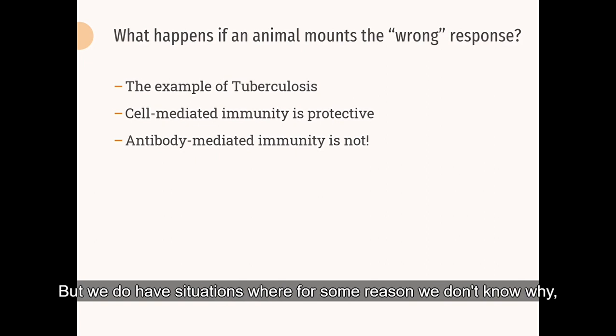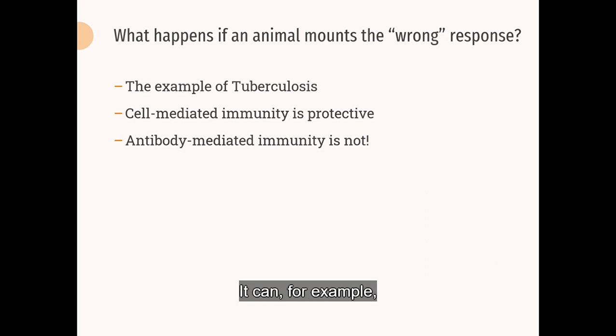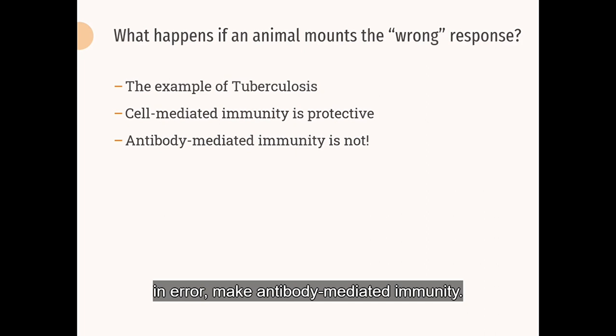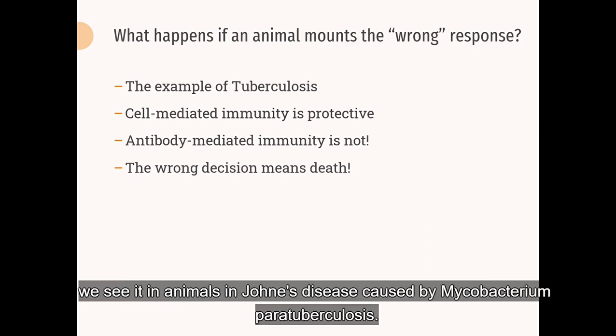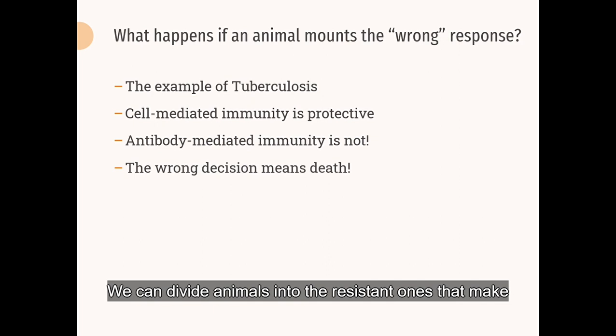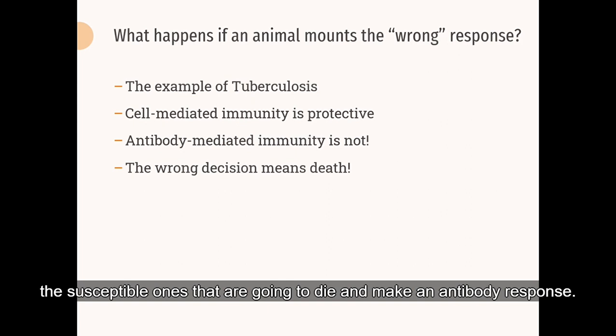But we do have situations where, for some reason, we don't know why, an animal can mount the wrong sort of immune response. It can, for example, in error, make antibody-mediated immunity. And what happens then is that the animal will die. We see it in humans in tuberculosis. We see it in animals in Johne's disease caused by Mycobacterium paratuberculosis. And we can divide animals into the resistant ones that make a cell-mediated response and the susceptible ones that are going to die and make an antibody response.